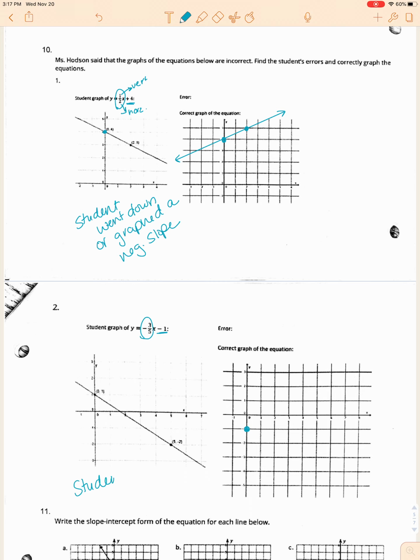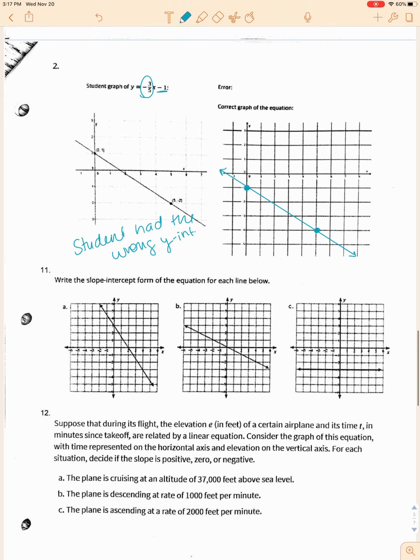The student had the wrong y-intercept. So I start at negative 1, and then I'm going to go down 3, 1, 2, 3, and over 5. And I'm going to create my line. Make sure it goes through both points and through the graph, and then add the arrows at the end.